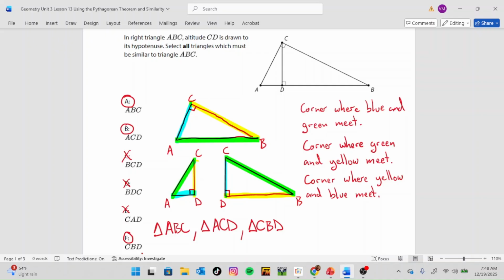It was my last letter. Well, now D was my 90-degree angle in the new triangles. So notice that D is now the last letter. We've got to make sure that we have the corresponding sides and the corresponding angles in the same order.